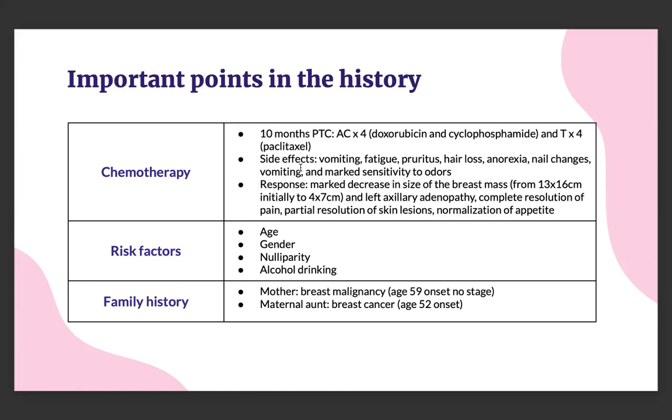She's 45 years old, although the incidence increases, especially at 50 years old. She's also female, and most breast cancers occur in women. She is nulliparous, and I read that reproductive milestones that increase women's lifetime estrogen exposure increase the risk of breast cancer. And she's also an occasional alcohol drinker. And then for family history, the mother had breast malignancy as well, and the maternal aunt was diagnosed with breast cancer. And first-degree relatives of patients with breast cancer have a 2 to 3-fold excess risk for developing the disease.